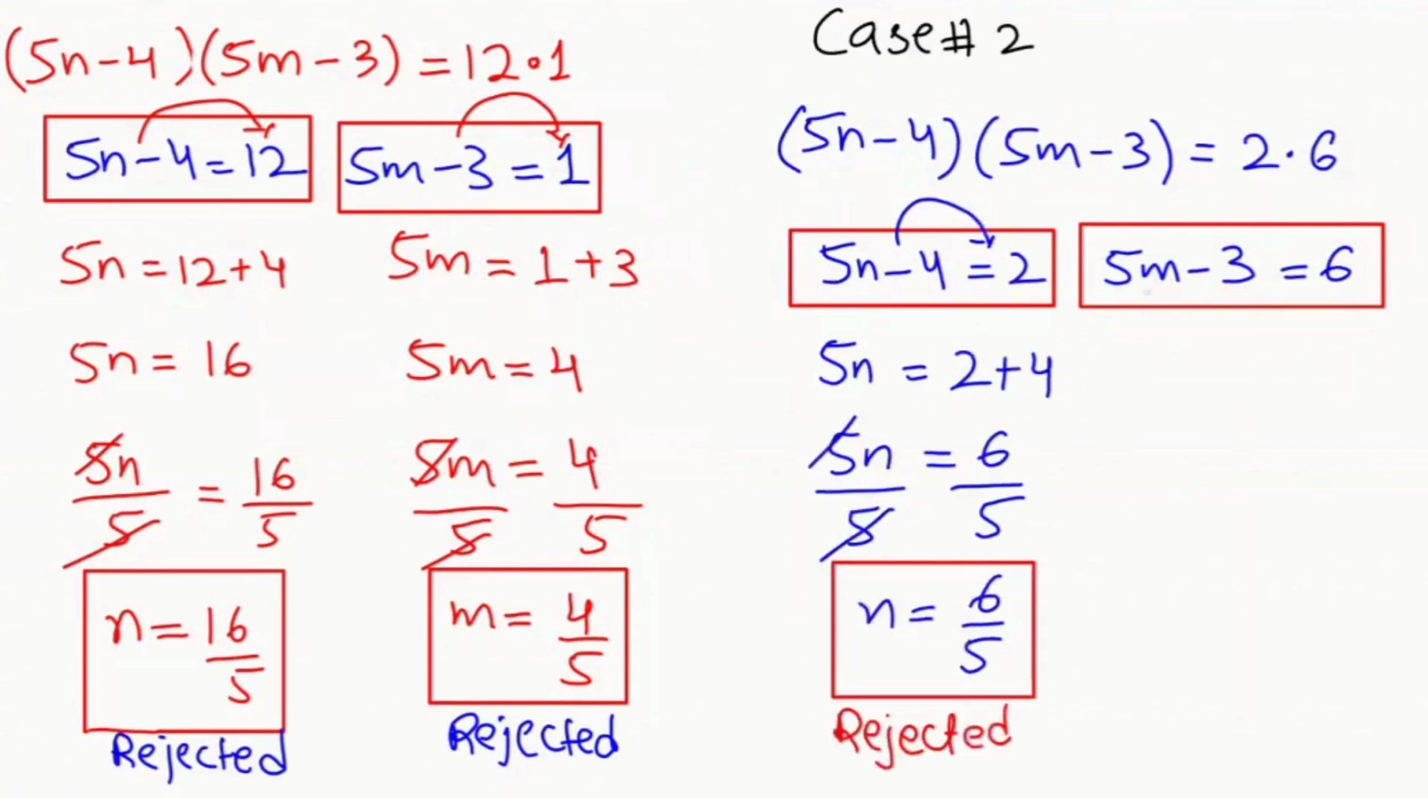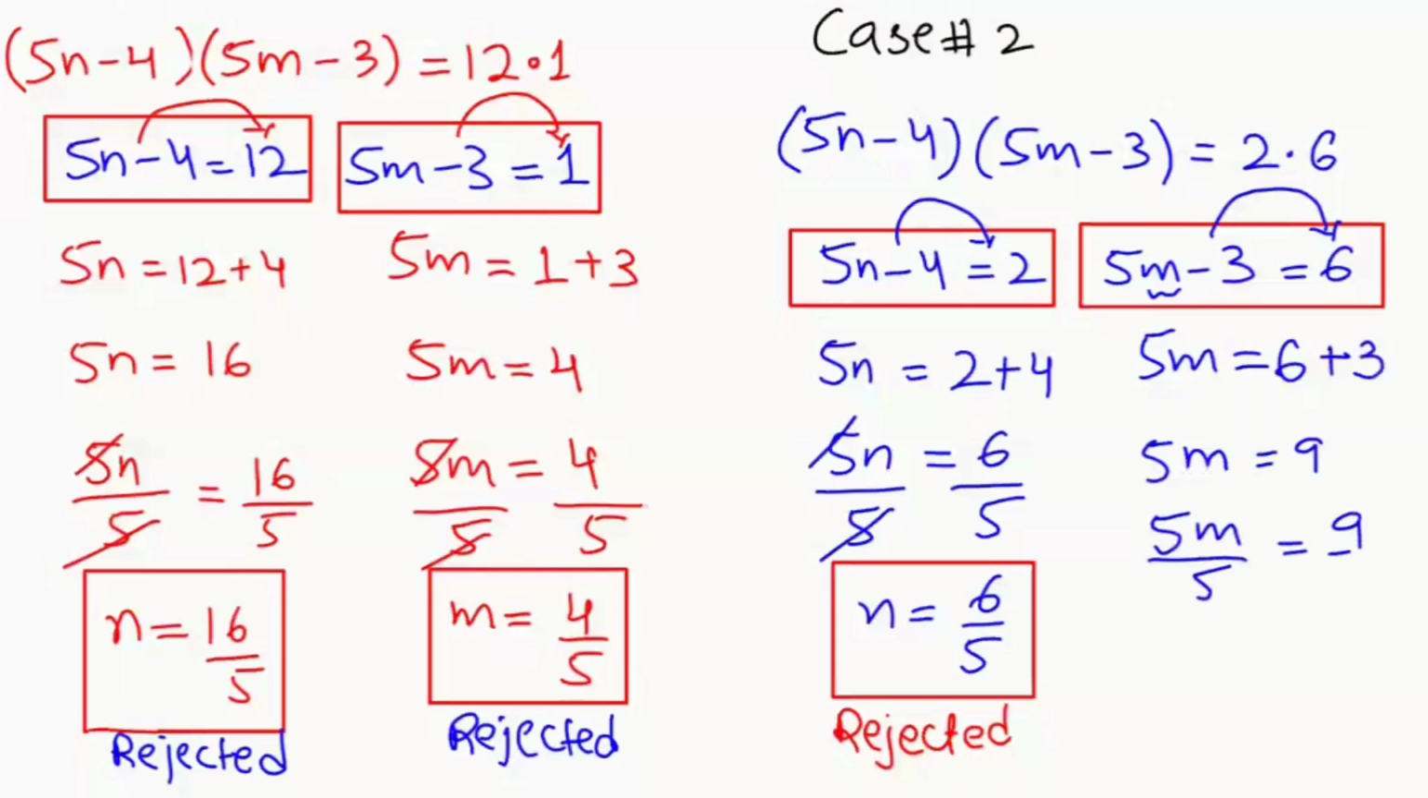Here I'm going to solve this for m. 5m is equal to 6. This I'm going to take to the right hand side, so it turns to positive 3. 5m is equal to 9. Now this 5 is dividing both sides. This and this get cancelled. Here we get the m value, that is 9 over 5. So again we get a non-integer value, so this case is also going to be rejected.